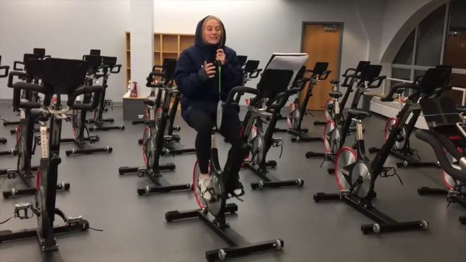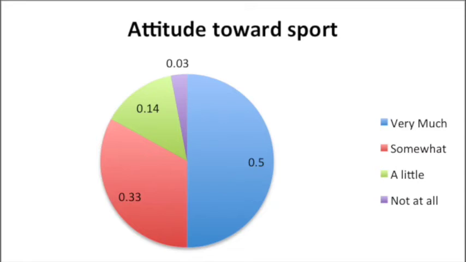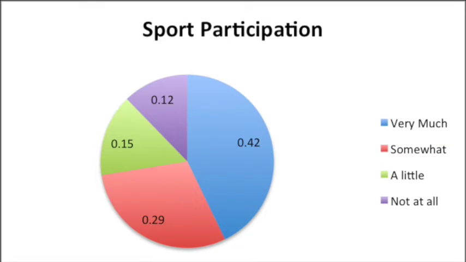So these students were asked how much they cared about sports and the amount of time spent playing these sports. This graph shows the surveyed students' attitudes towards sport. 50% cared very much, 33% cared somewhat, 14% cared a little, and 3% didn't care at all. This graph shows the surveyed students' participation in outside sports. 42% participated very much outside, 29% participated somewhat, 15% participated a little, and 12% didn't participate at all.